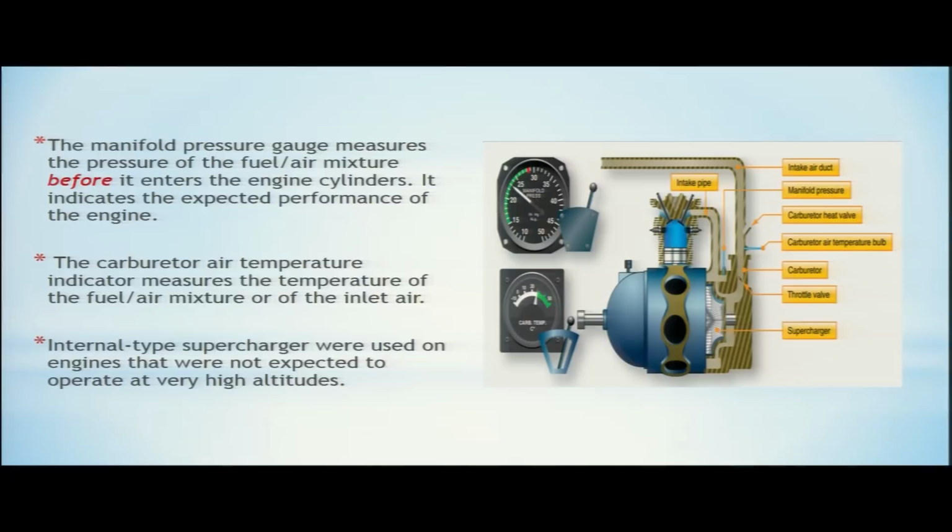Now the carburetor air temperature gauge gives us the temperature of the fuel air mixture which is going inside the carburetor. So we want to know the temperature of the fuel air mixture or the inlet air temperature. For that purpose, this carburetor air temperature gauge is provided. Now as I have told, the internal type superchargers are now very rarely used. They were used in engines which were not expected to operate at very high altitudes.